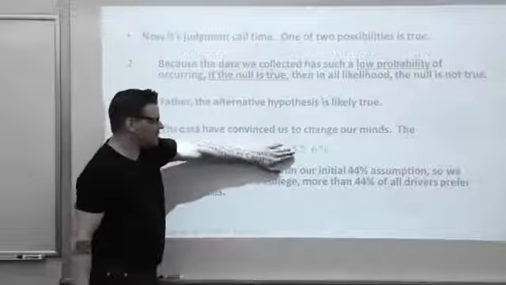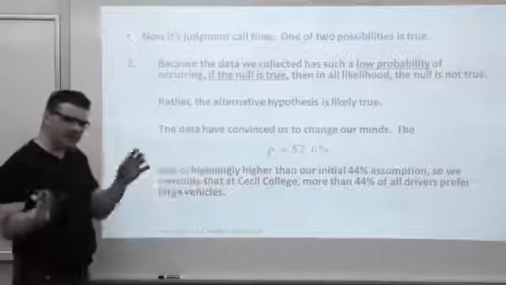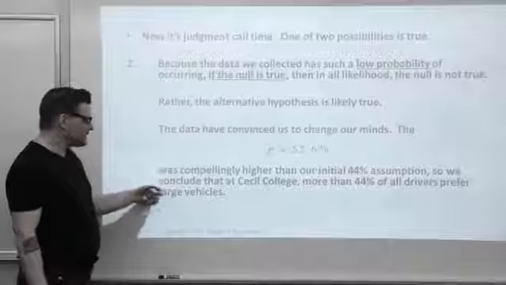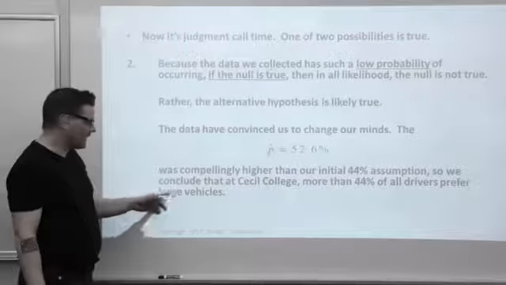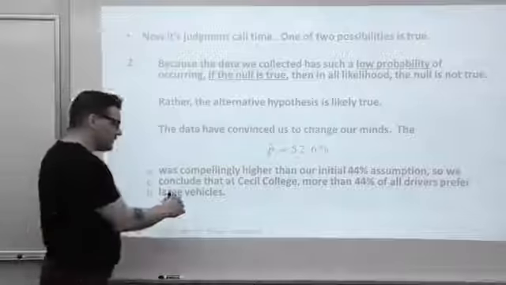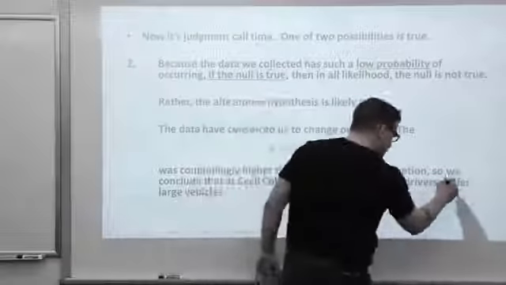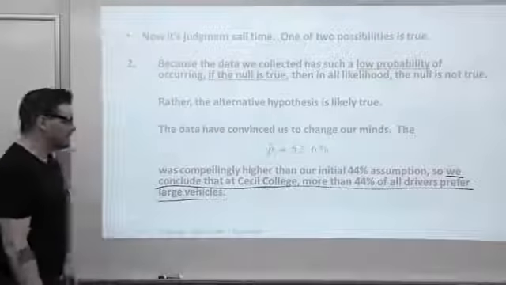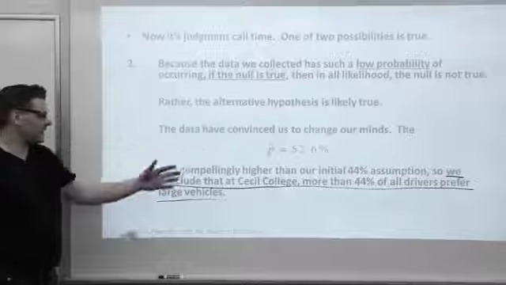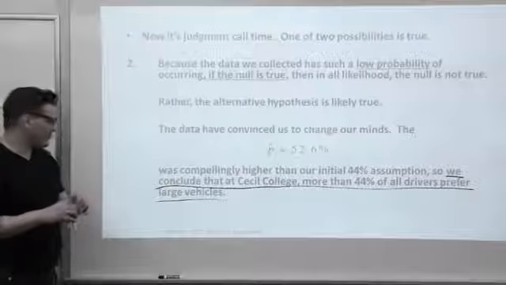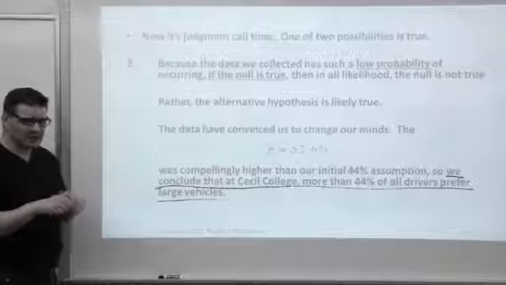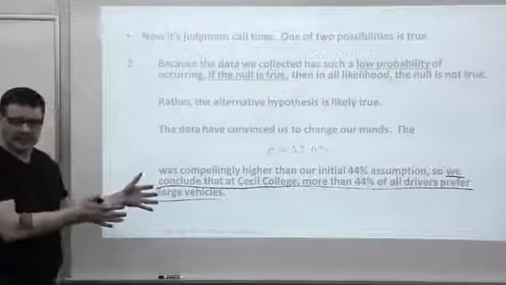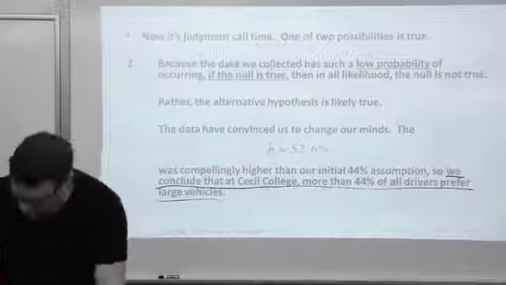The p-hat of 52.6% driving large vehicles was compellingly higher than the 44%. We conclude at Cecil more than 44% of all drivers prefer those large vehicles. Basically, here's option 2, and it's this last half a sentence. The data have convinced us to say this. We conclude at Cecil College more than 44% of drivers prefer those large vehicles. I go with option 2. The data convinced me to go with option 2.